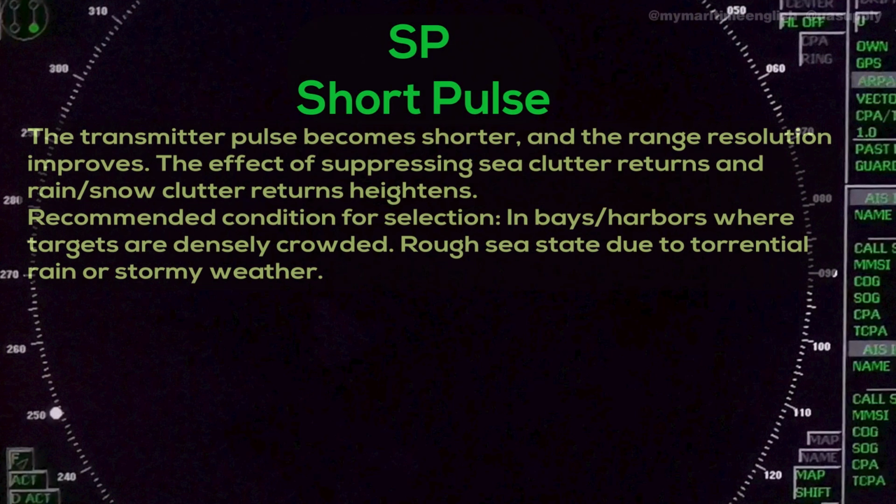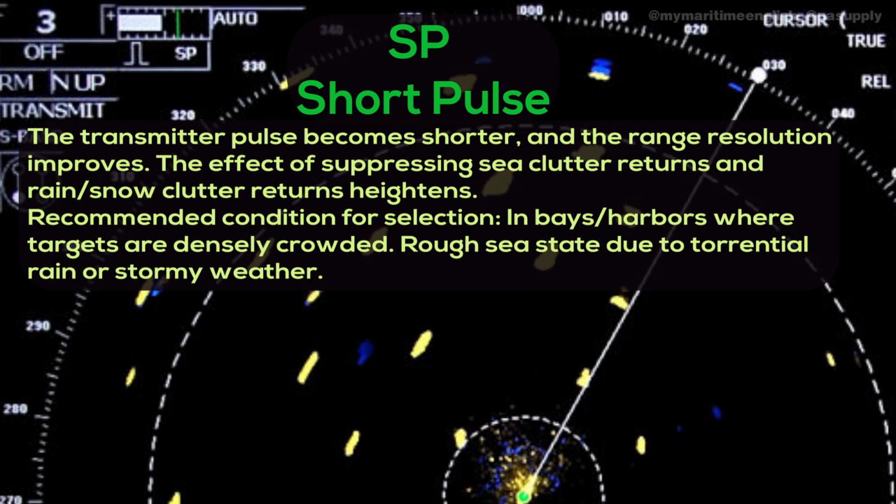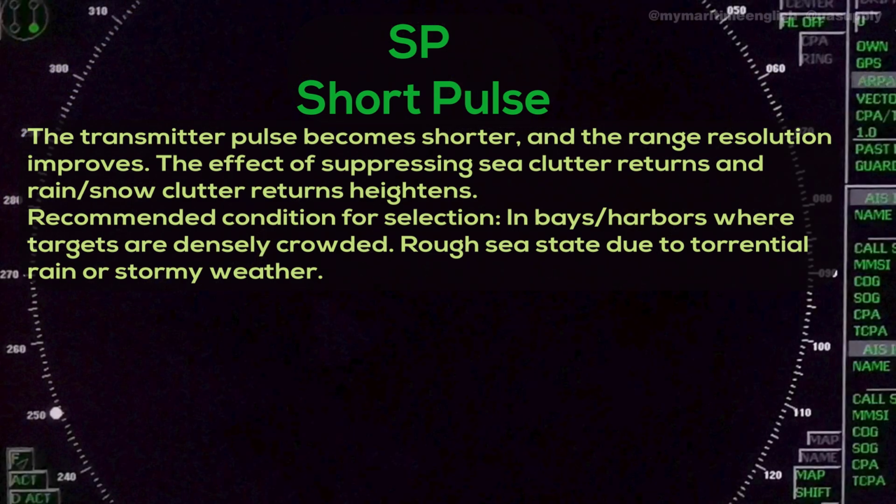SP, short pulse. The transmitter pulse becomes shorter, and the range resolution improves. The effect of suppressing sea clutter returns and rain snow clutter returns heightens. Recommended condition for selection: in bays, harbors where targets are densely crowded, or rough seas stay due to torrential rain or stormy weather.